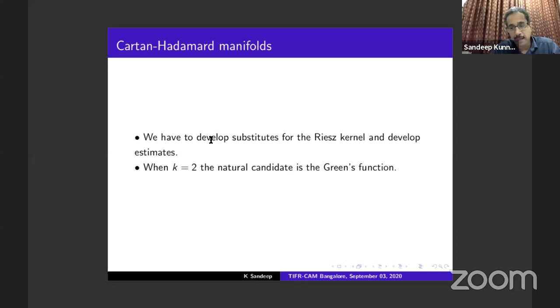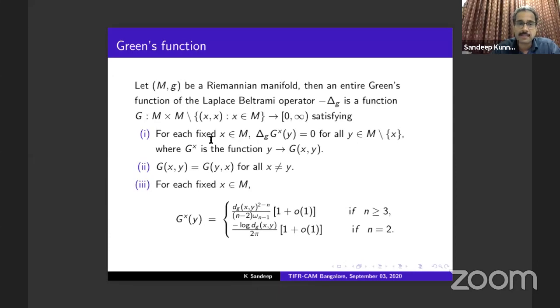Let me recall briefly what a Green's function is. If M with metric g is a Riemannian manifold, then an entire Green's function of the Laplace-Beltrami operator is a function G from M cross M minus the diagonal to (0, infinity) satisfying that the Laplacian of G(x, ·) is equal to 0, or in other words, a Dirac delta, and so on. It is symmetric, and near the singularity, where y is equal to x, it behaves more or less like the Euclidean singularity. This is a standard definition of the Green's function. I'm not going into the details because of lack of time, and then the general definition.